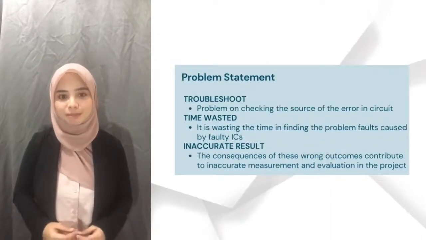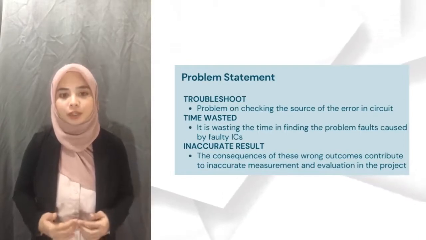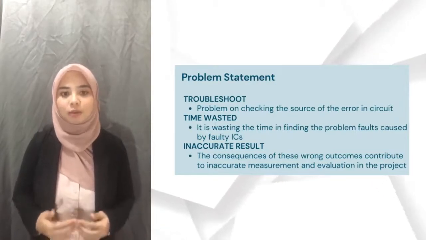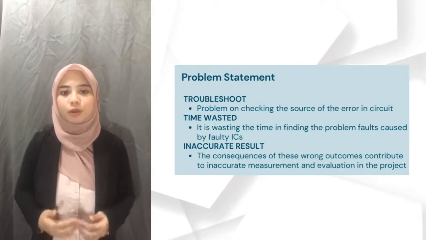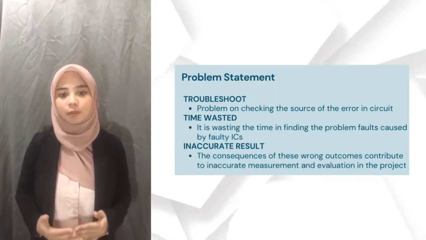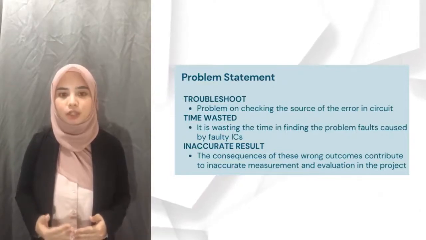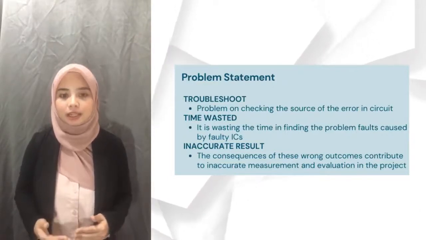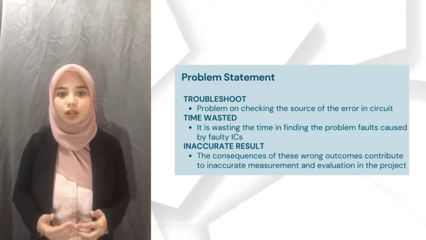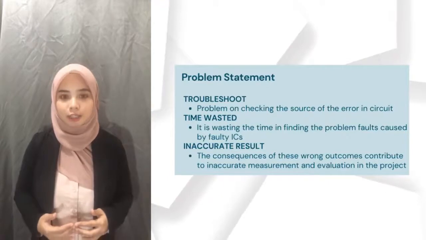Moving on to the problem statement, which is that we face some difficulty in troubleshooting. The problem can occur during checking of the source of error in the circuit. This is a common problem in troubleshooting circuits. The problem also leads to wasted time, and we all know that troubleshooting a circuit takes some time to find the source. So we can state here that time is wasted in finding the problem caused by the faulty IC. By right, the faulty IC also leads to inaccurate results. The consequence of this wrong outcome contributes to inaccurate measurement and evaluation of certain results in the project data.